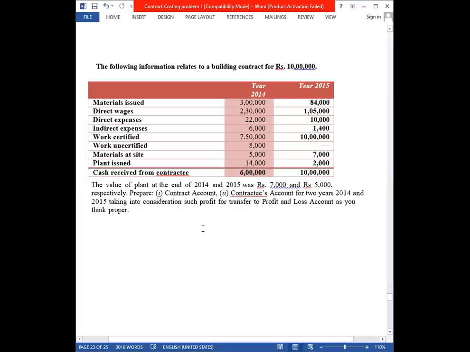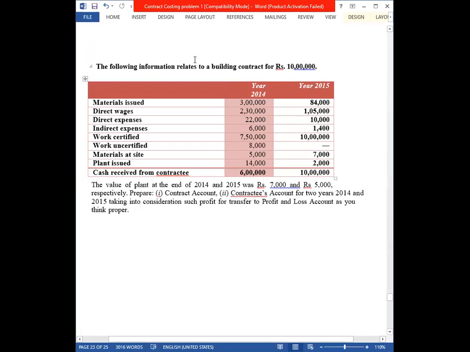Today we are going to see the problem of contract account, but in this you are going to see continuous years. For example, in this problem, 2 years are given, year 2014 and year 2015. That means it is the same contract, but details are given for 2 years. This contract started in the year 2014 and ends in the year 2015.